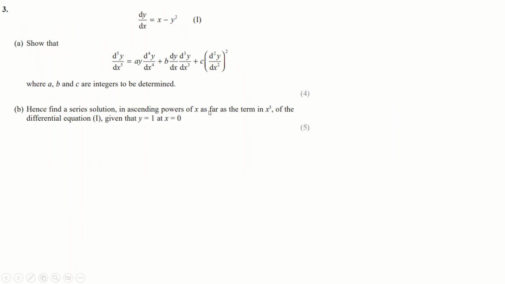Excellent, so some nice easy start, I think, as long as we know what we're doing with those 2 rules there. Third one, so dy by dx is this, show this thing here. So I just decided to do this in the dumbest way possible, and thankfully the dumbest way possible worked. Just keep differentiating this over and over again.